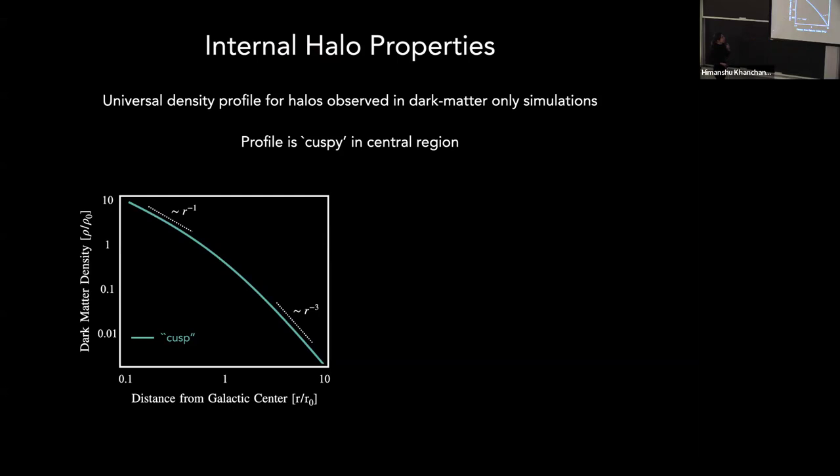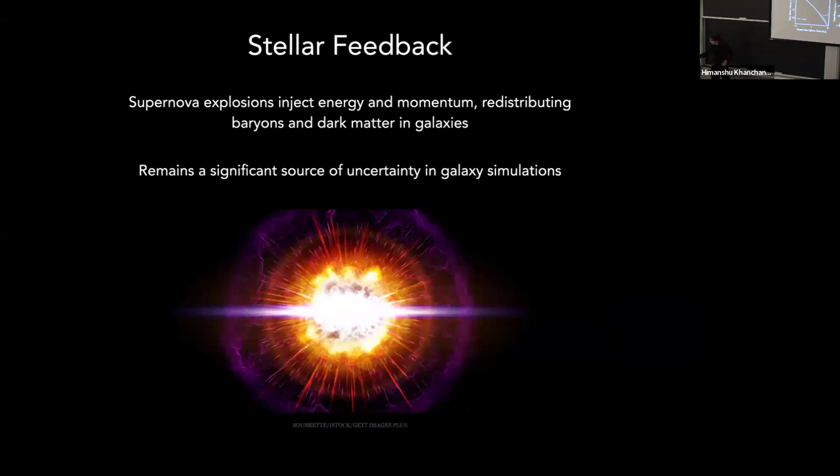And so we call this cuspy because you end up with a concentration of dark matter near the center. And so in this very simple picture, regardless of whether you're talking about a Milky Way, a dwarf galaxy, or one of these dark subhalos, you'd expect this NFW profile to apply. The story gets complicated though when you add in baryons to this picture, which obviously are going to be important.